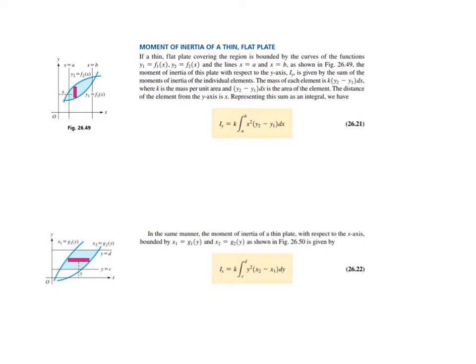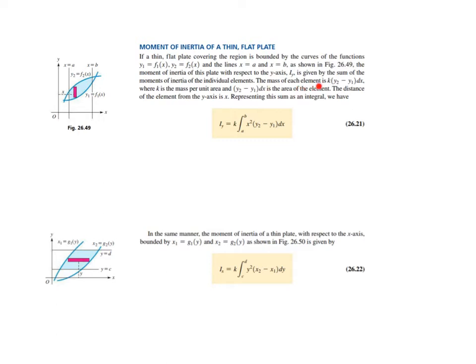Okay, so if a thin flat plate covering a region is bounded by some curves, y1 equals f1 of x, y2 equals f2 of x, we have bounds of our region, right? Those are the bounds of the integral. The moment of inertia of that plate with respect to the y-axis, so with y as the axis of rotation, is given by the sum of the moments of inertia of the individual elements. So when we're rotating around the y-axis, that is I sub y, we chop our region up into dx's, right? Because those vertical rectangles in the picture, those are all revolving around the y-axis for our moment of inertia.